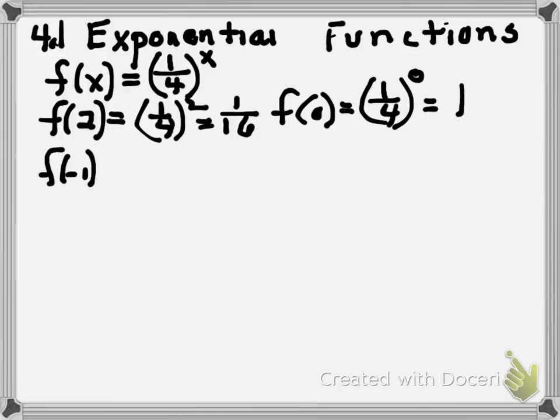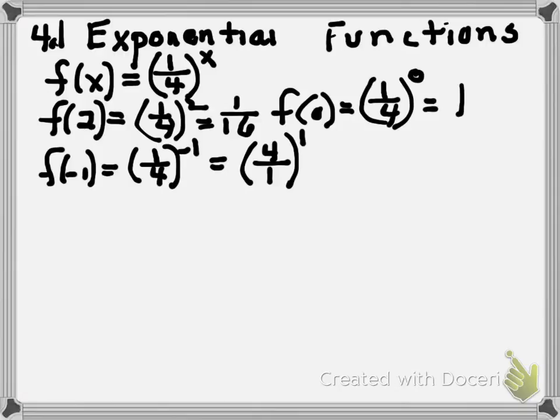F of -1. Now, because it's a fraction taken to a negative exponent, usually what we say is we take the number, we drop it to the denominator, and put it to the positive power. Well, it's already a fraction. So the easiest way to handle it when you have a fraction to a negative exponent is to flip the fraction over and take it to the positive power. So this is just equal to 4.